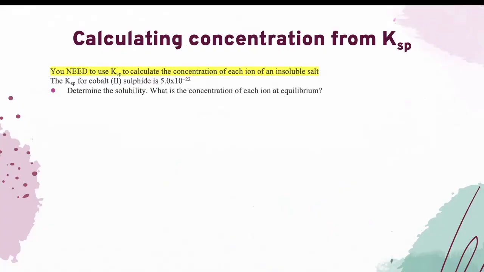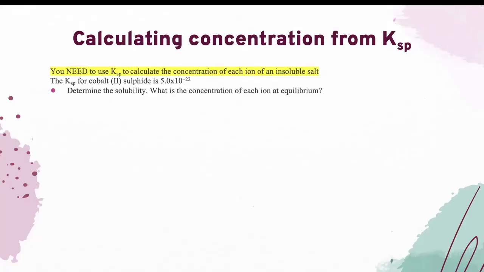Okay, we're going to do another example, and we're basically going to be doing the reverse now. So we have a KSP of cobalt 2 sulfide is 5.0 times 10 to the negative 22nd. We need to determine the solubility. So how much of this, in this case, insoluble salt, is going to do a teeny tiny amount of dissociation into ions, and what is the concentration of each ion at equilibrium?